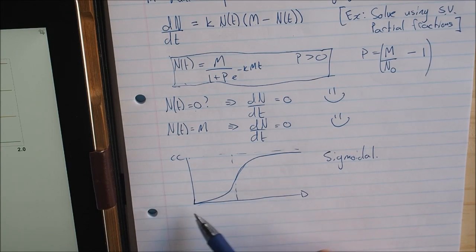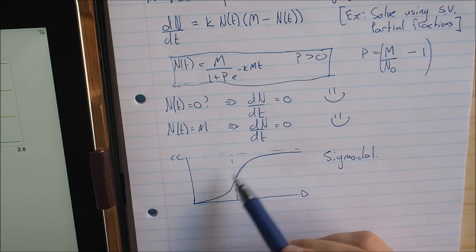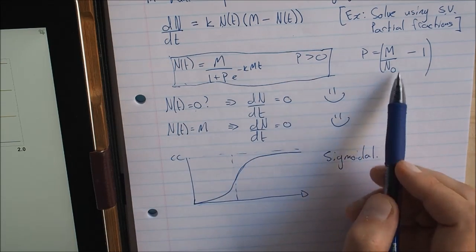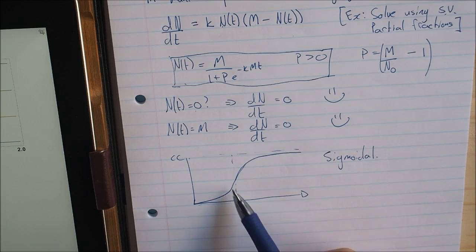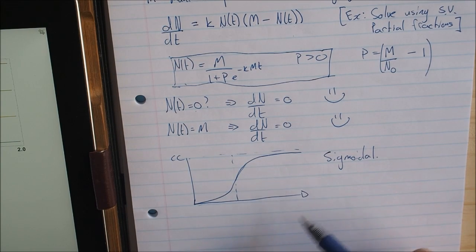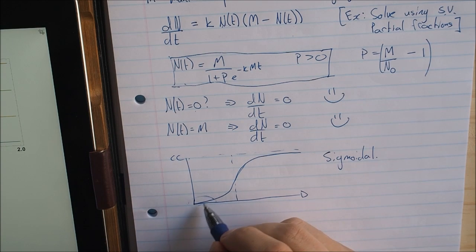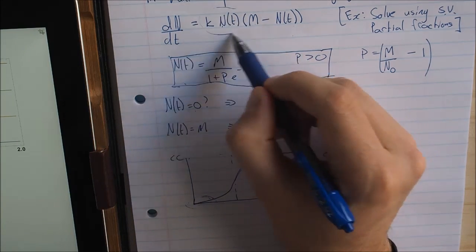And under certain conditions, you'll see more of this kind of S shape, for certain values of K and M and N naught. And what this is really saying is, if you have a small number of people, the rate at which people can reproduce is small. That's where this relationship comes in here.